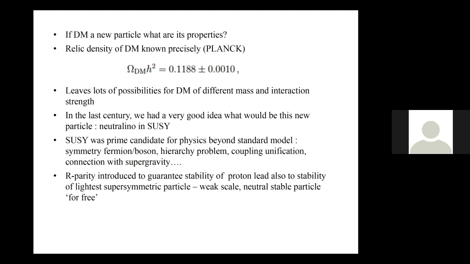Actually, in the last century, we had a very good idea of what this new particle would be. This new particle was the neutralino in supersymmetry, as we will see later. Why was that? It was not because of dark matter observation alone, because that just told us there would be some amount of non-luminous matter in the universe, but didn't tell us much about its properties. The reason was rather that at the time, supersymmetry was the prime candidate for physics beyond the standard model, because it had some very nice features.